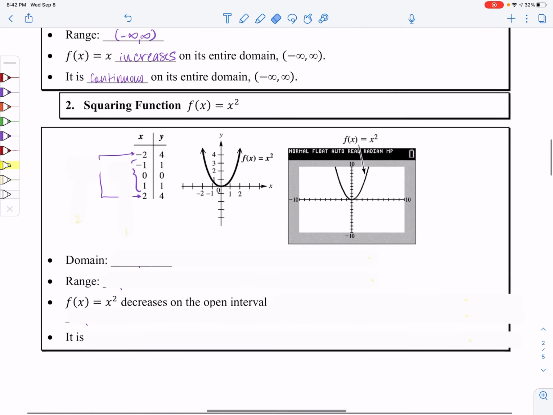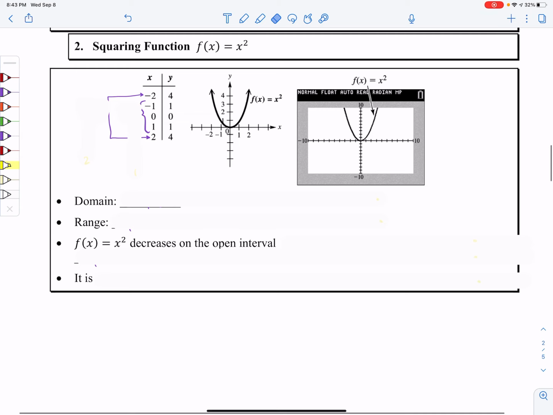All right, the second parent function that we will be working with is going to be the squaring function. So the name of this one, the squaring function. The equation right next to it is y equals x squared. Notice that you have a graph here, and I want to point this one out because we're actually going to spend a lot of time talking about the squaring function in weeks to come. So let's get a good hold of it right now.